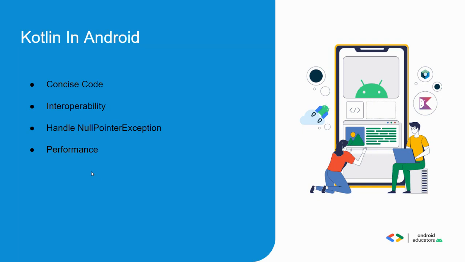Next is interoperability. Kotlin is a powerful language that can easily communicate with Java, because underneath Kotlin is converted to class files and all those things. So it can easily be built together with Java. You can run your whole project code base on Kotlin as well as Java, so you can migrate easily from Java to Kotlin.